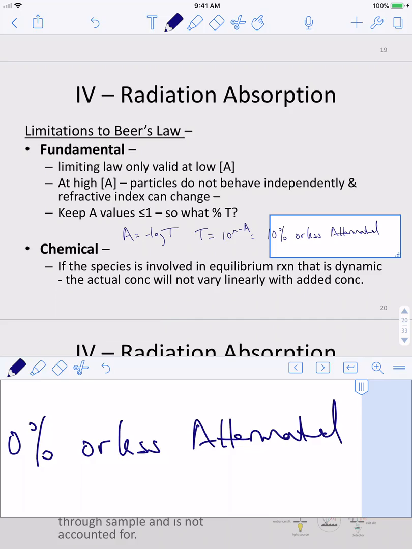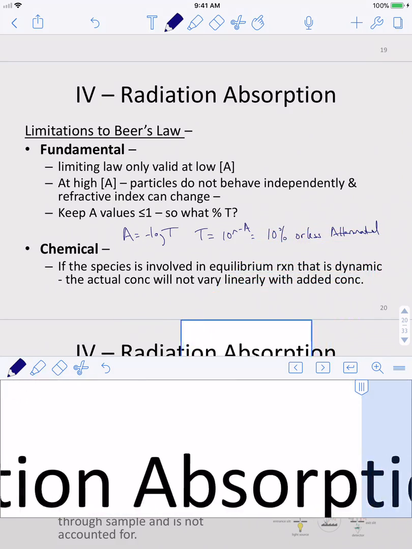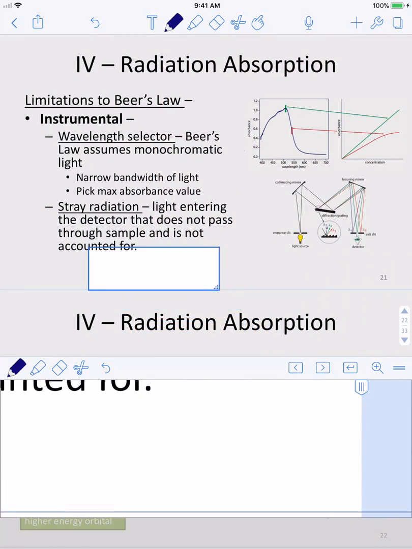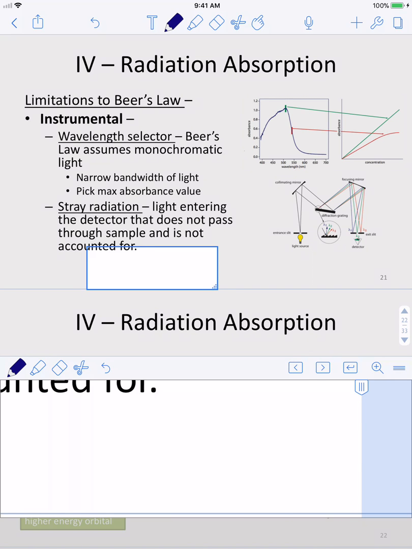And there are also instrumental limitations to Beer's law. Beer's law assumes that we have monochromatic light, which just means that we get very, very narrow bandwidths of light, so it's like a single wavelength. But for an instrument, it's very hard to provide individual monochromatic light. And so we can have narrow bandwidth of light, but we got to pick a max absorbance value.